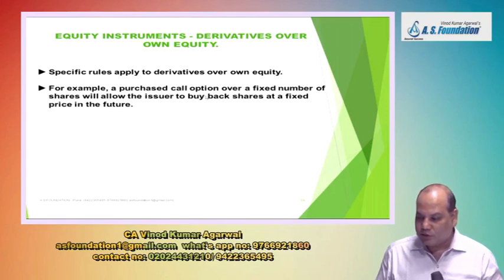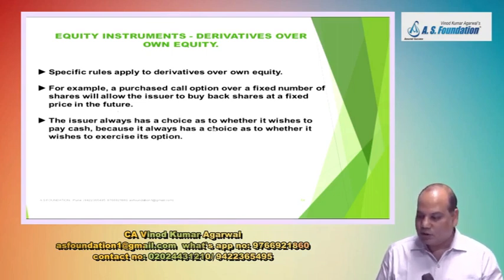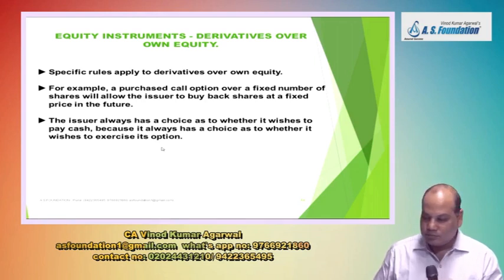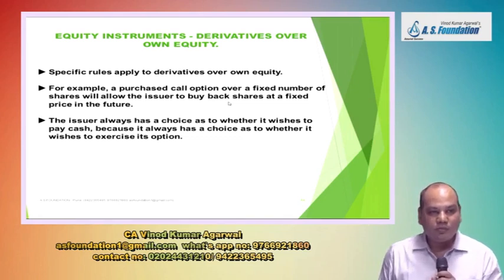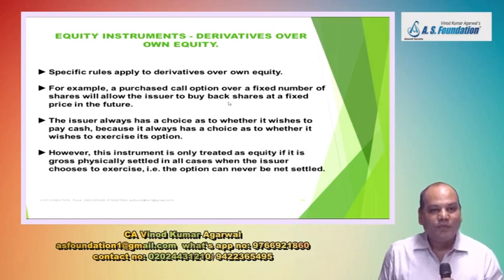For example, a purchased call option over a fixed number of shares will allow the issuer to buy back shares at a fixed price in the future. The issuer always has a choice as to whether it wishes to pay cash, because it always has a choice as to whether it wishes to exercise the option. So if you have an option to pay cash or share, then in that case the instrument will be equity, because you can always avoid delivering cash.